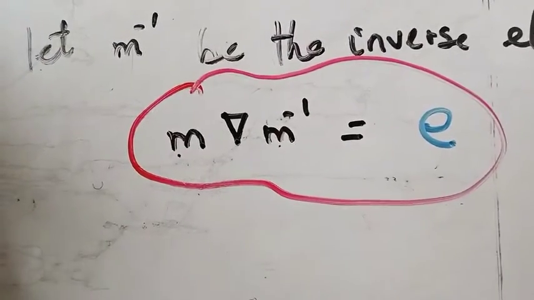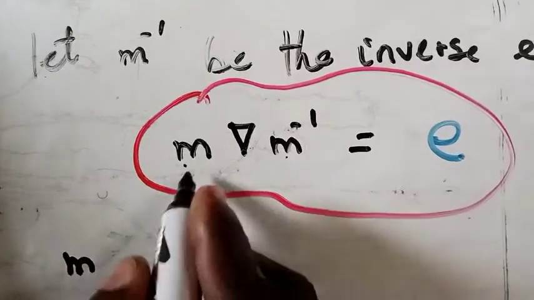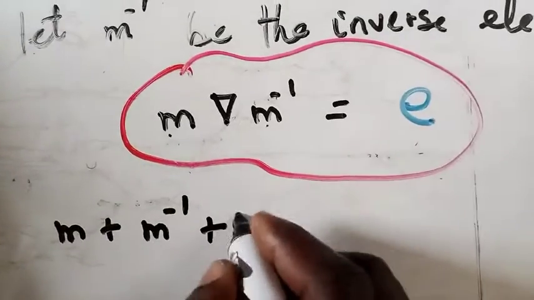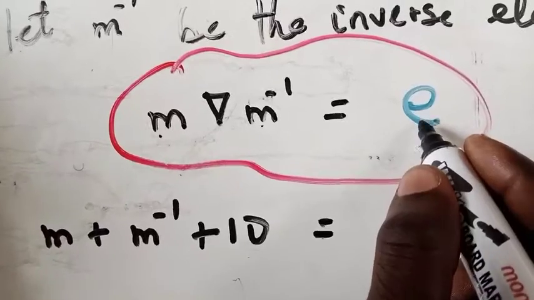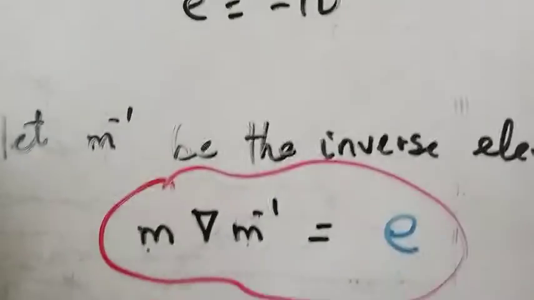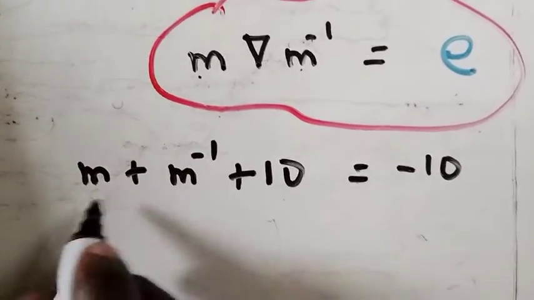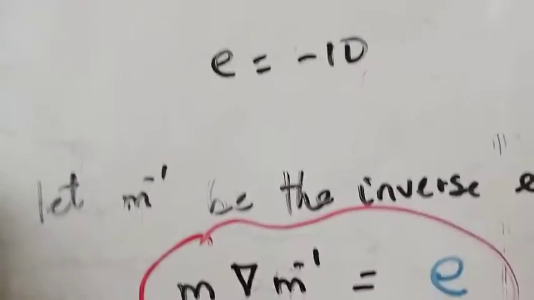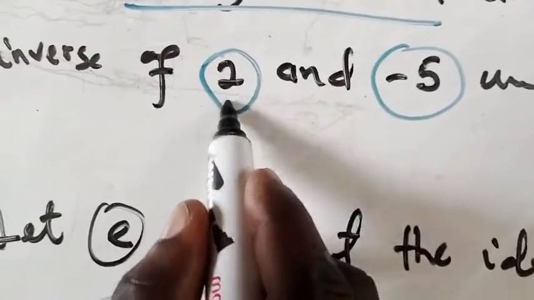So let's combine these two elements. We combine them by the operation given to us: the first element, M, plus the second element, M inverse, and then plus 10. This is how we are combining two elements. That should be equal to the identity, which we know to be -10 in this case. So we are looking for M inverse. The question says we should find the inverse of a particular element. Those are 2 and -5.